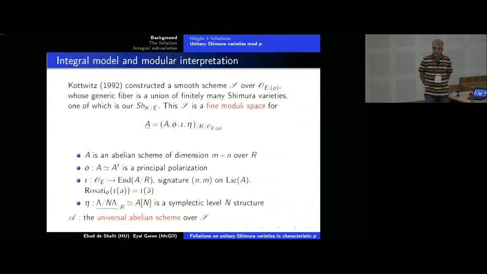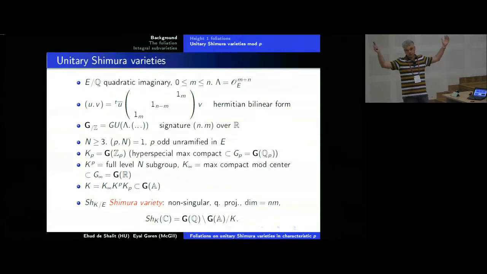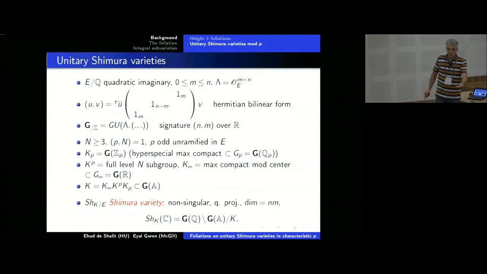And Kottwitz constructed a smooth integral model of this Shimura variety. Maybe I should just say, for those who are not familiar with Shimura varieties, that this has a very long history. Of course, such complex manifolds were considered already by Klein, Poincaré, Siegel. Maybe they go back to Gauss in some cases. The algebraization was done by Baily-Borel.